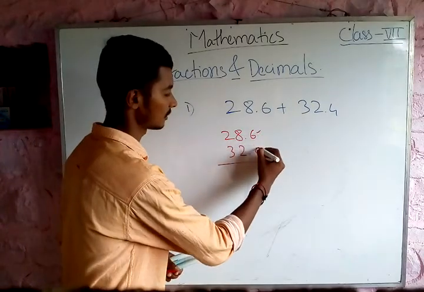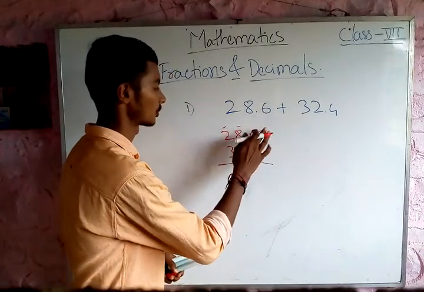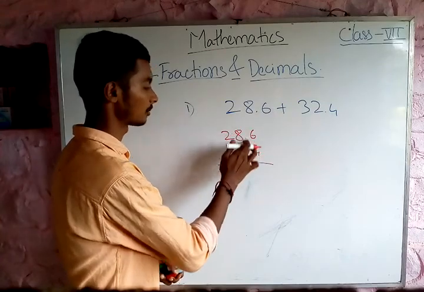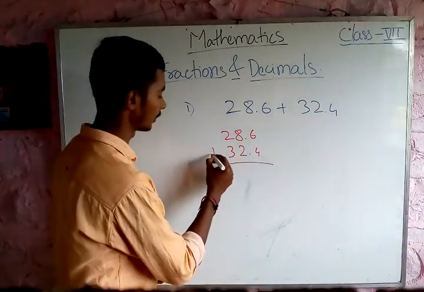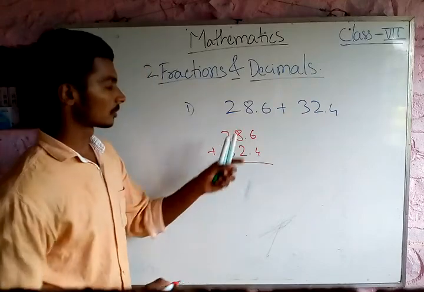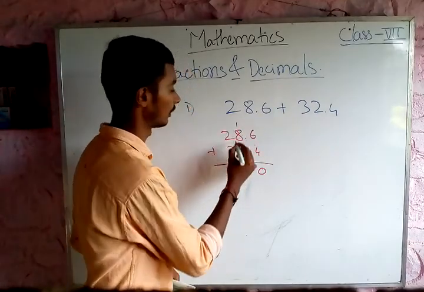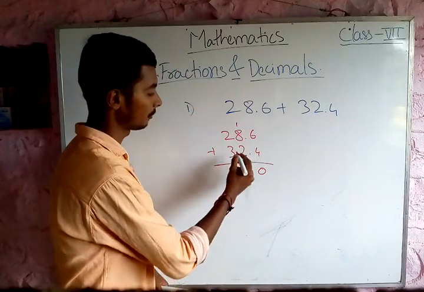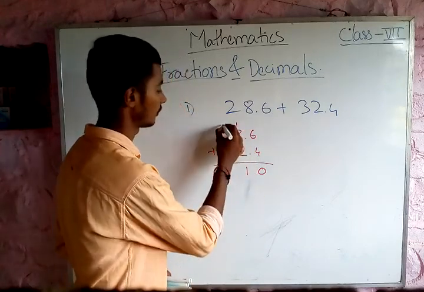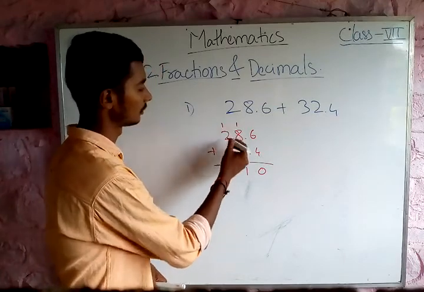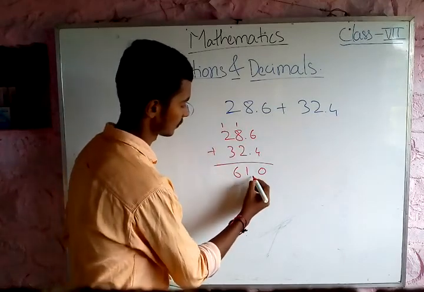This is the tenths place, this is the tenths place, then units, tens. So the place values must be in line and the decimal point must be in line. Now we can add. 6 plus 4 is 10, 0 and 1 carry. 9 plus 2 is 11, 1 and 1 carry. And 3 plus 3 is 6.